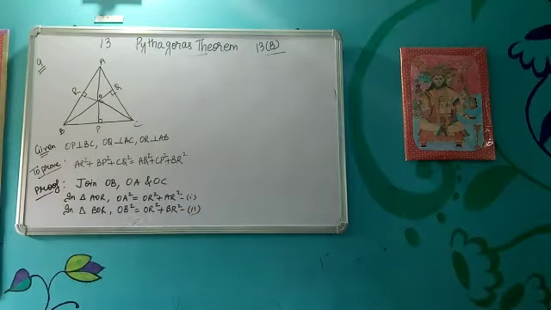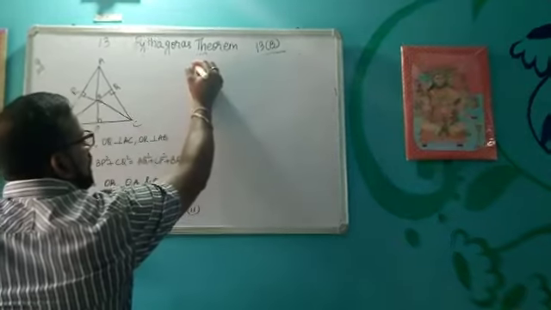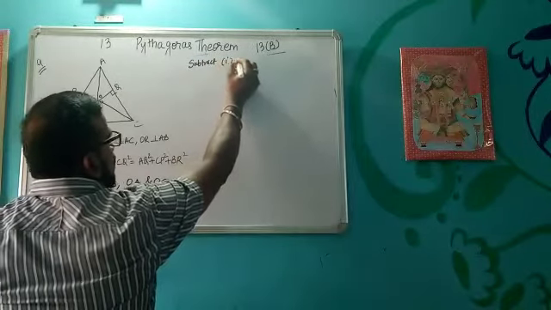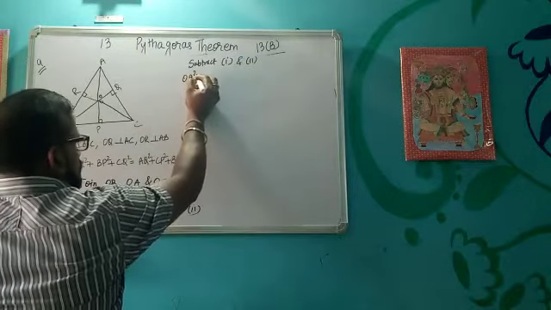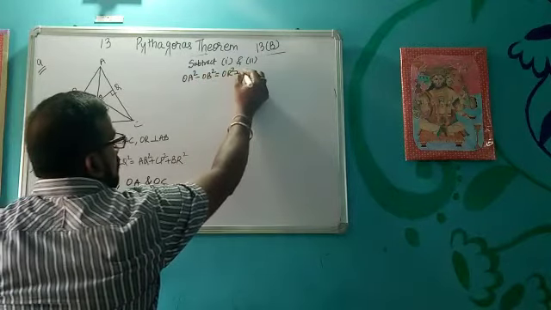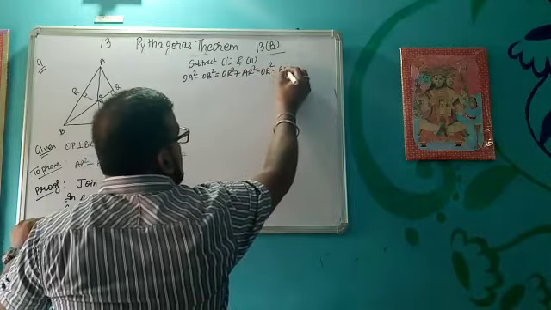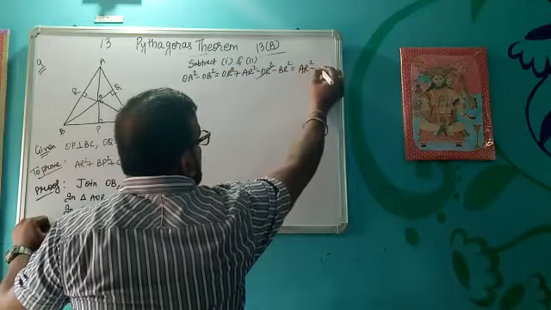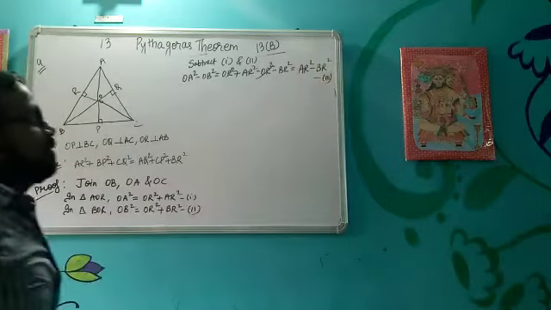Okay. Then what I am going to do? I am going to subtract these two. We will eliminate OR. So subtract 1 and 2. So when you subtract, what you will get? OA square minus OB square equal to, so this will cancel, you will get AR square minus BR square. Let this be our third expression. Okay, this we will use.